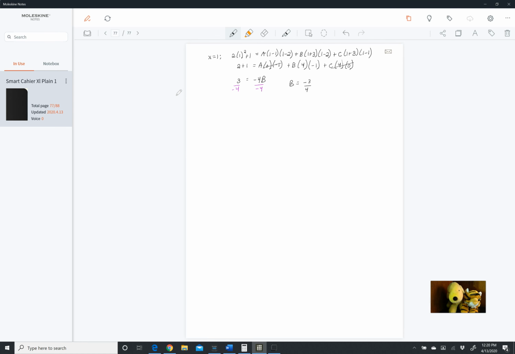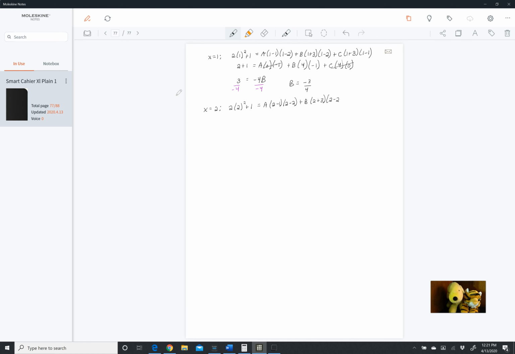And then finally we said if we plug in 2, we'll be able to solve for c. So let's plug in x equals 2. So now we have 2 times 2 squared. Remember, order of operations, when we solve this, we do the 2 squared first. Plus 1 equals a times 2 minus 1 times 2 minus 2, plus b. You can skip some of these steps. Do not skip them all.